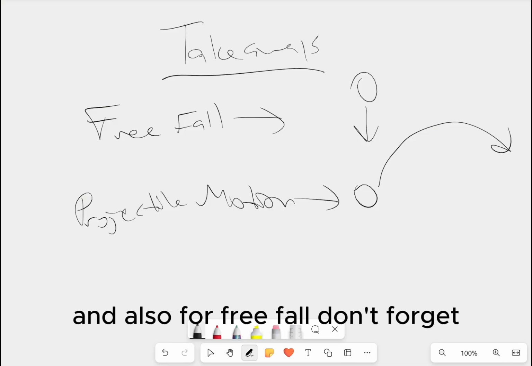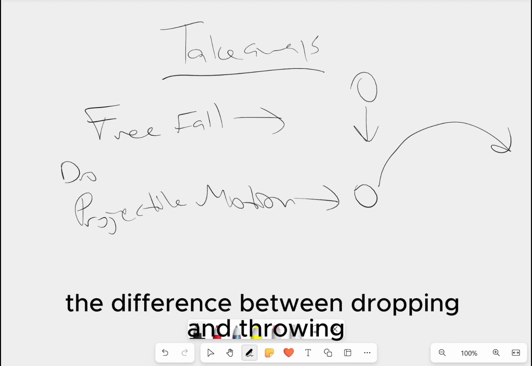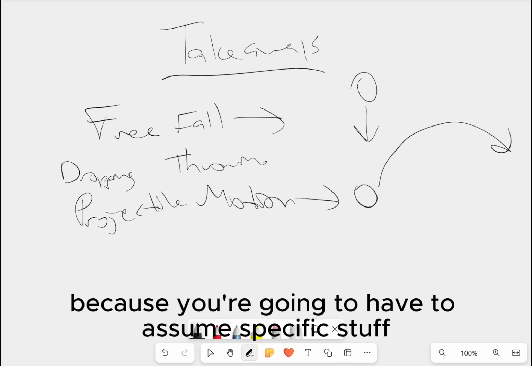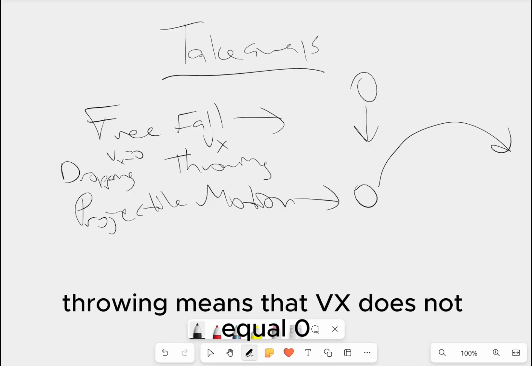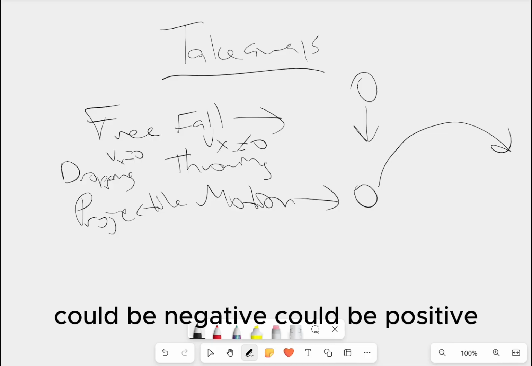And also, for free fall, don't forget the difference between dropping and throwing, because you're going to have to assume specific stuff. Dropping means that vx equals 0. Throwing means that vx does not equal 0. It could be negative, it could be positive.